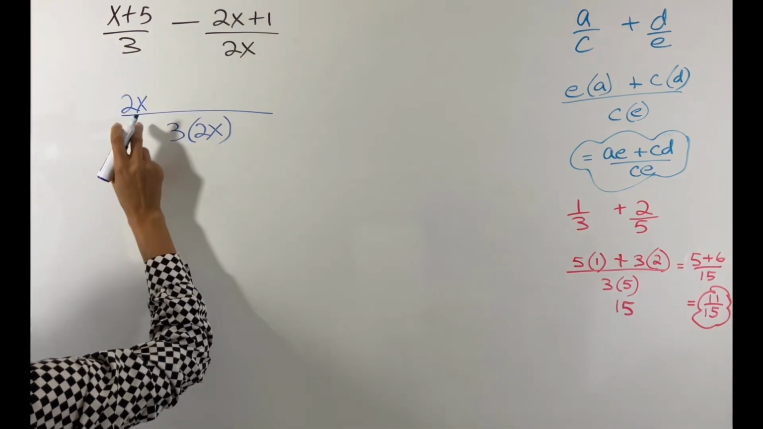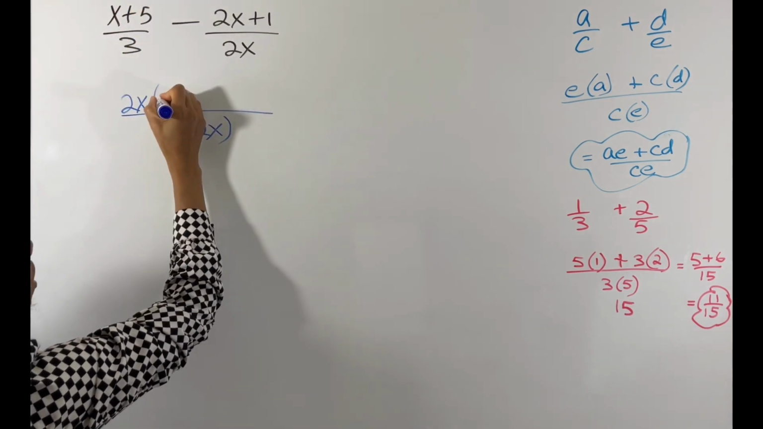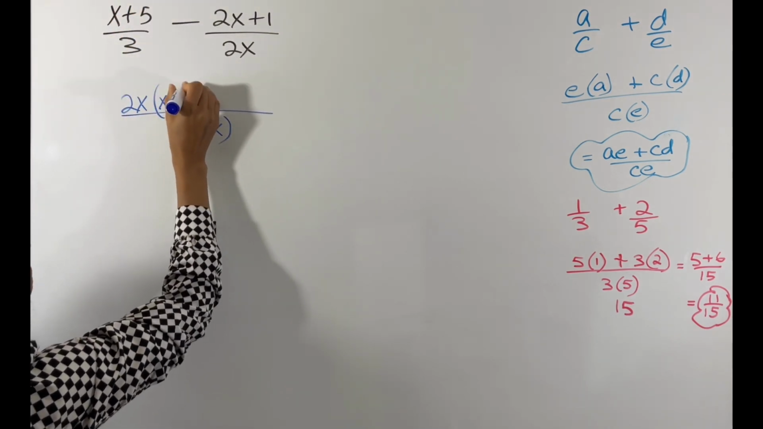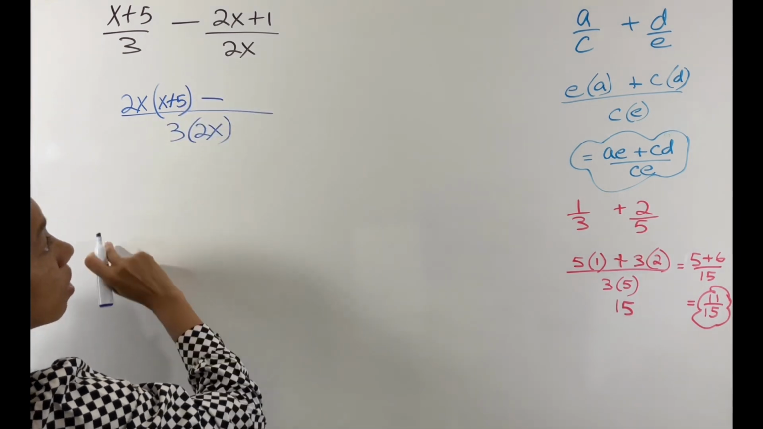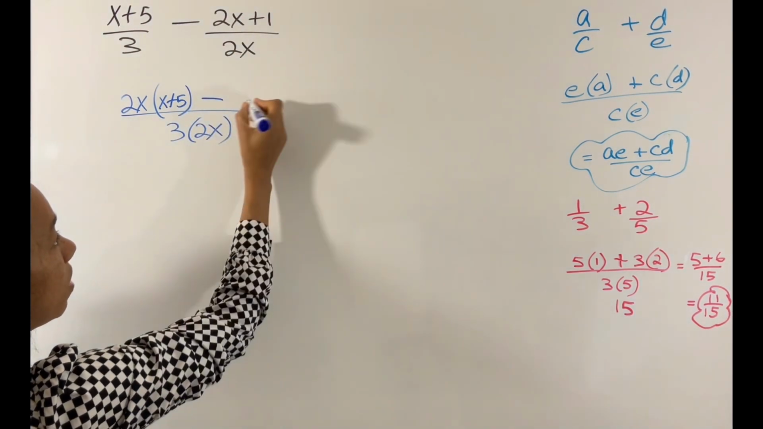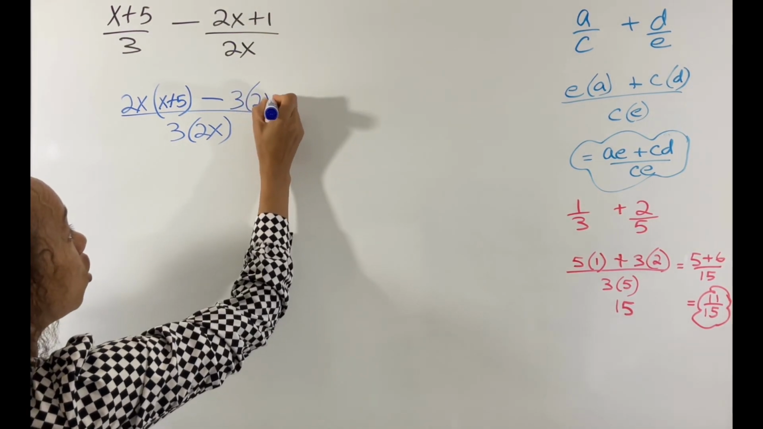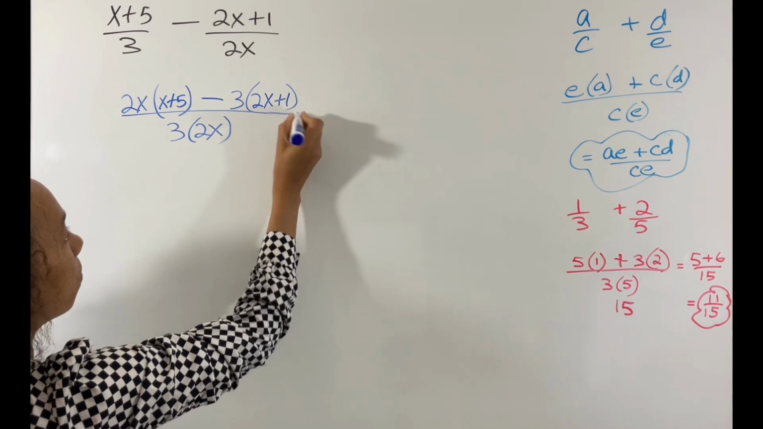And so when you put the 2x there, you're going to multiply it with what is on top, which is the numerator, x plus 5. You bring down your subtraction sign. 3 into 3 times 2x is going to be simply 3, and you're going to multiply that with the numerator, and you would end up with this.